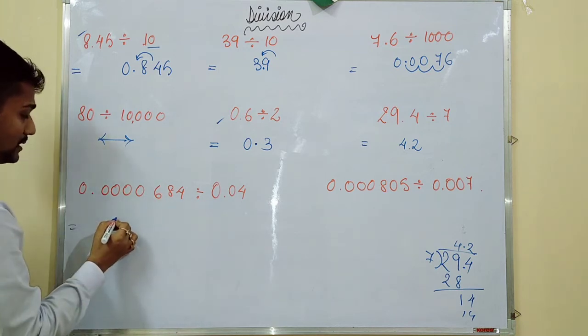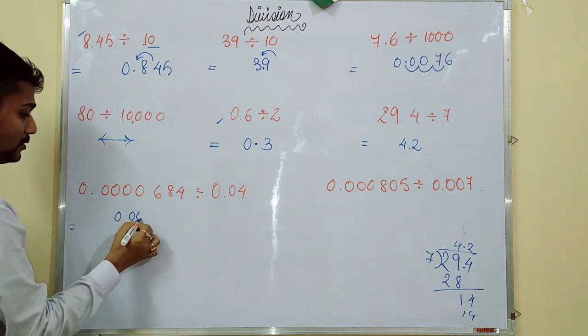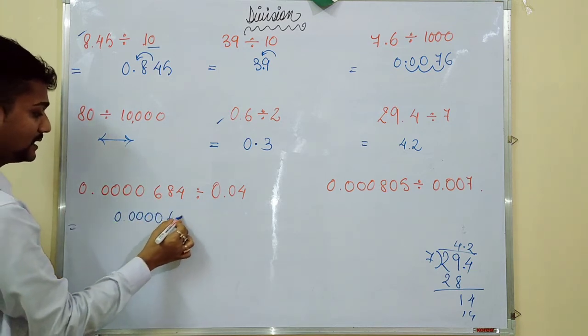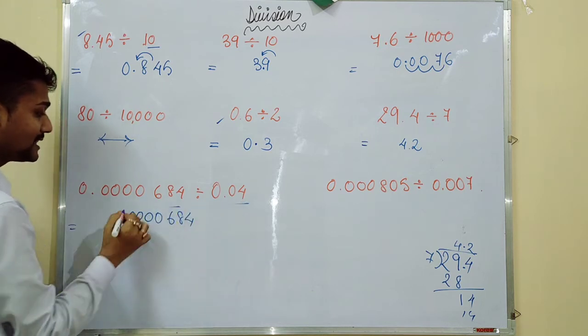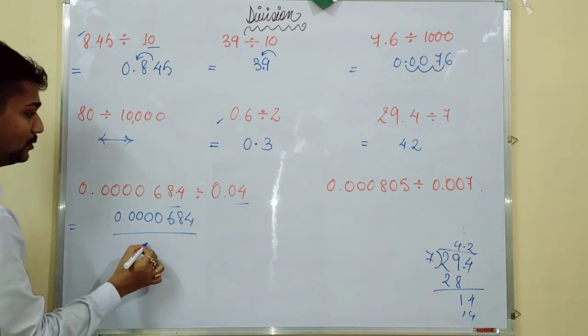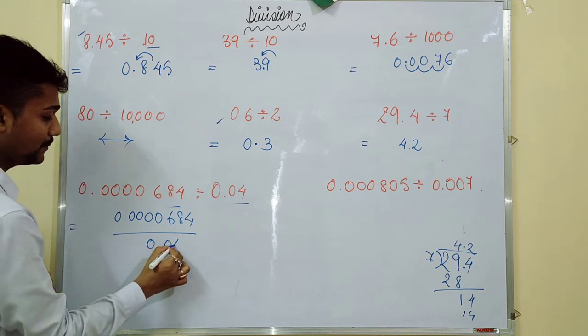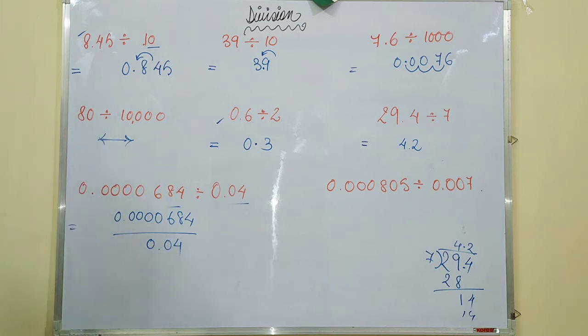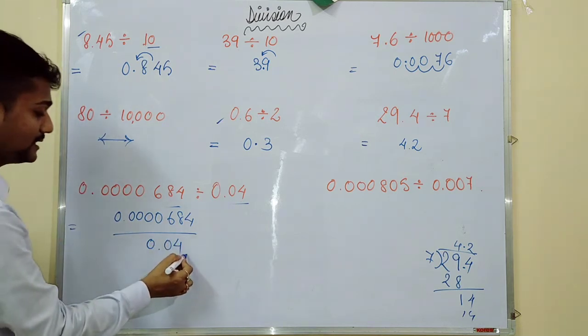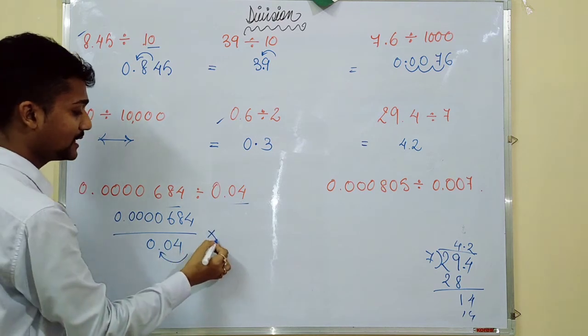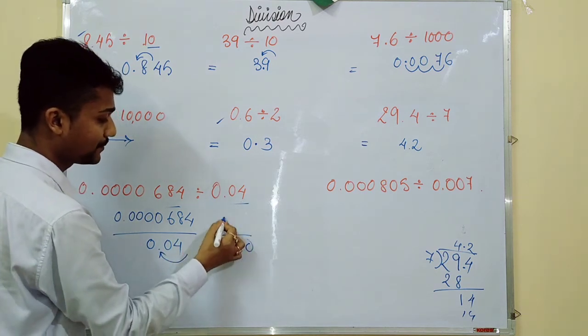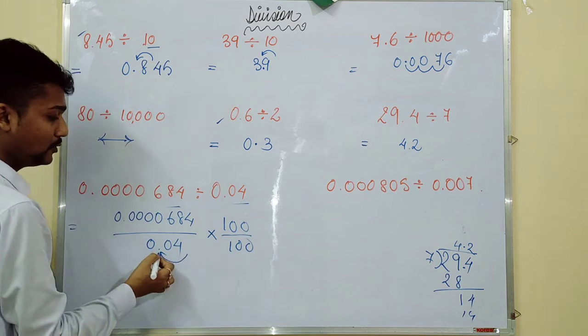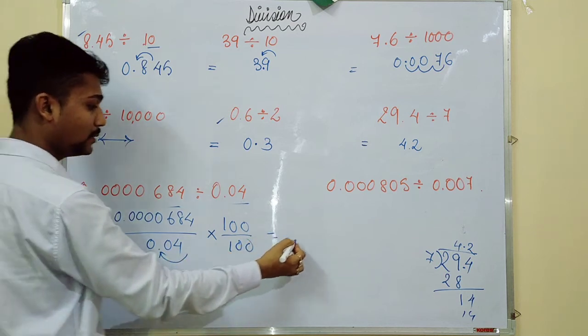So it is how much? 0.000684. If both are decimals, then my suggestion is that you convert them in terms of fraction. Then see the denominator. The decimal is before two numbers. That means multiply it by 100. Both before two numbers, multiply by 100. It will become how much?